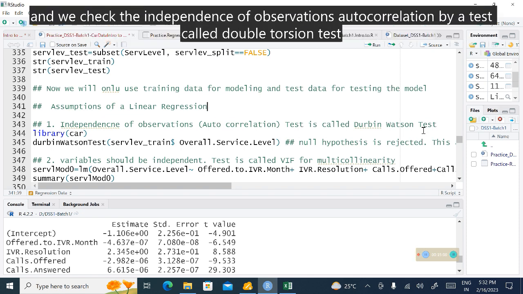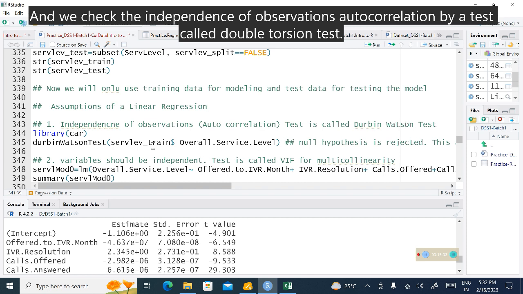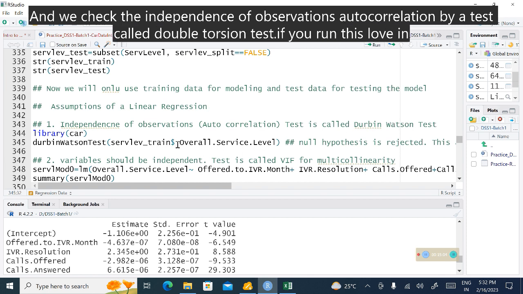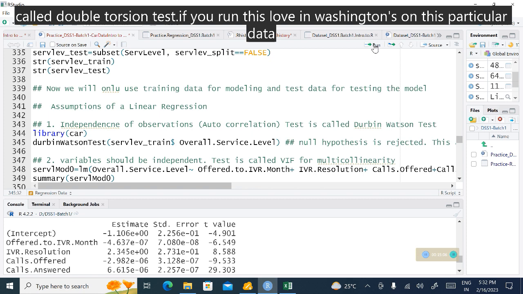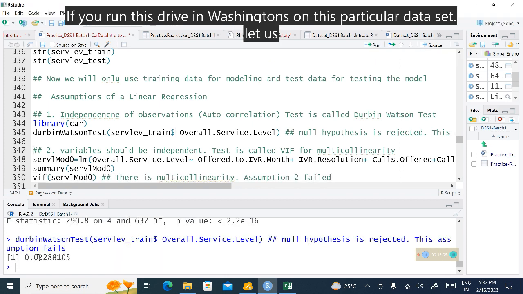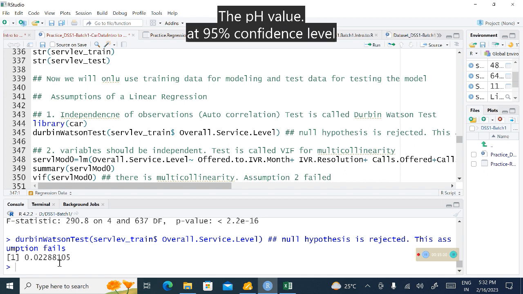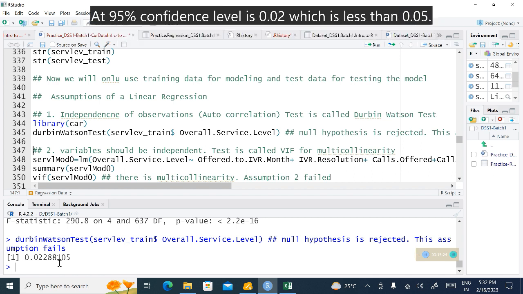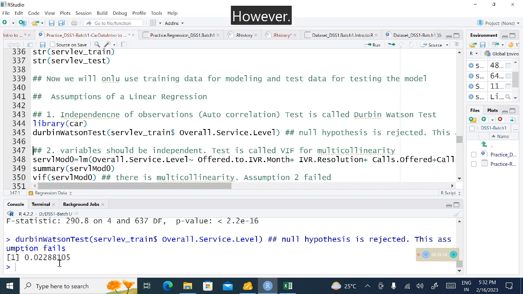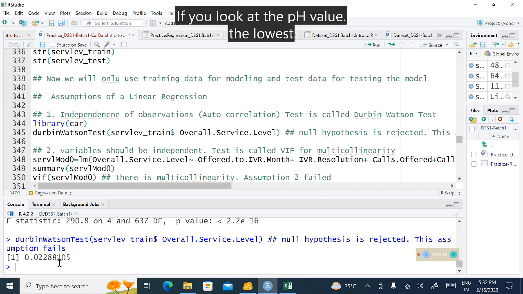If you run this Durbin-Watson test on this particular data set, let's see what it gives you. It says that there is autocorrelation because the p-value at 95% confidence level is 0.02, which is less than 0.05. However, if you look at the p-value, the lowest significance level is 0.02.